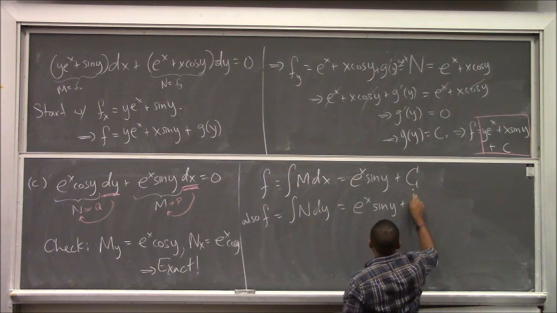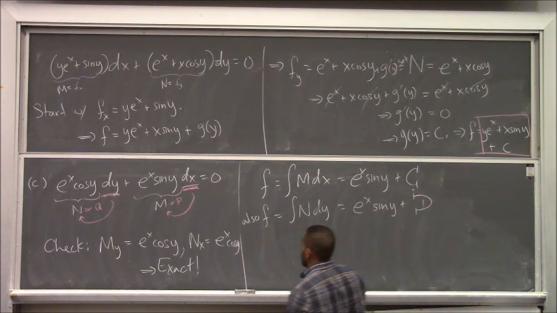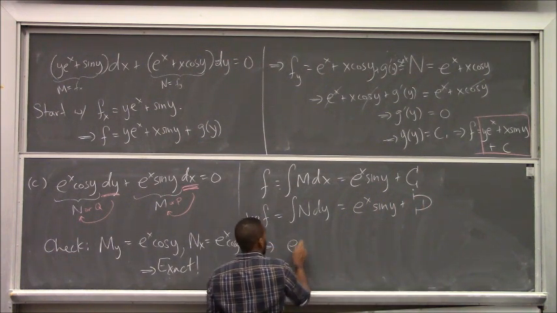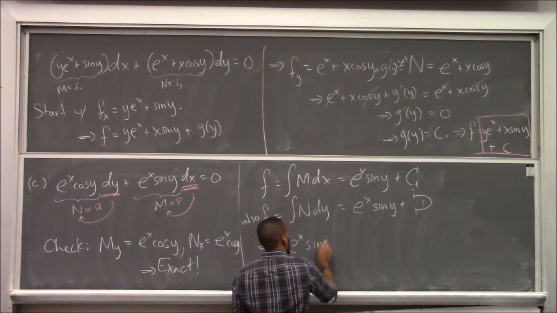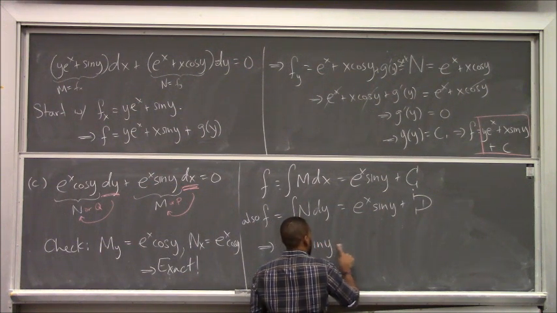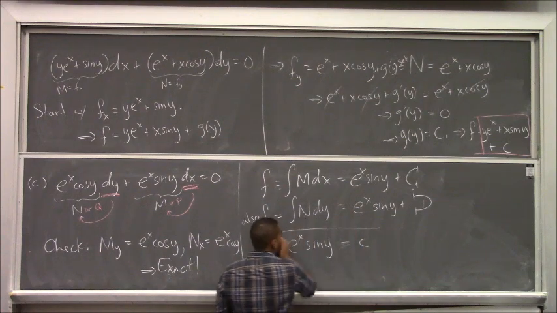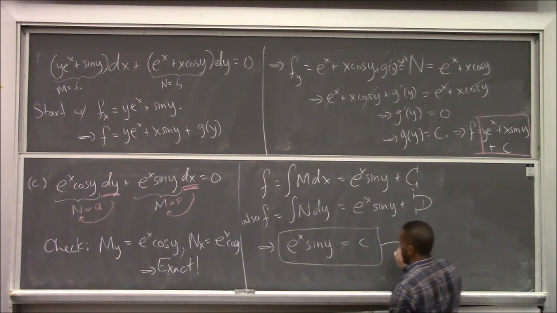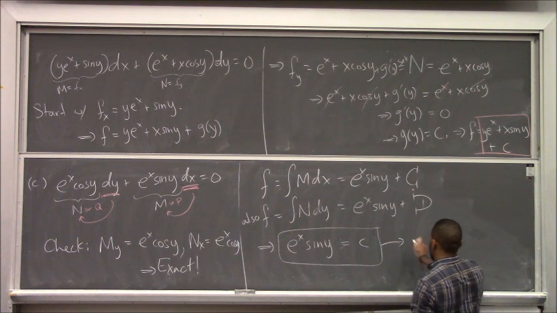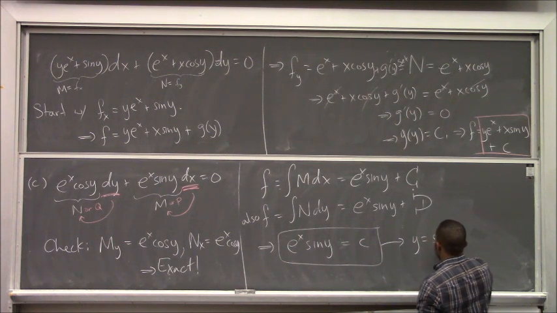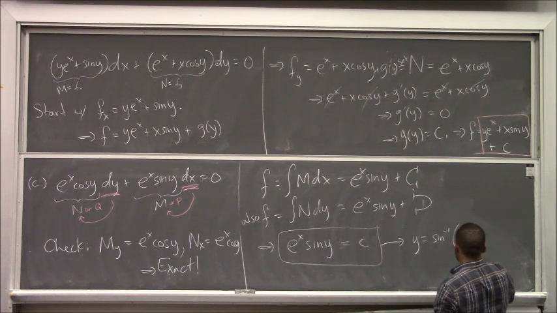This one is again not very exciting. And so, just one function here, e to the x sine y equals a constant. This one you could actually solve for y, it's not going to be too bad. So your y would be the sine inverse of c over e to the x.